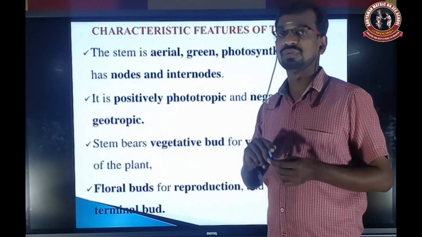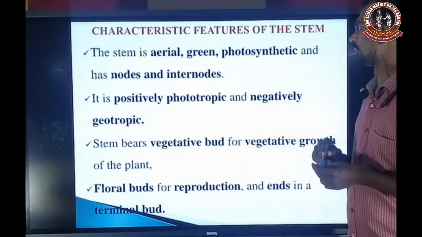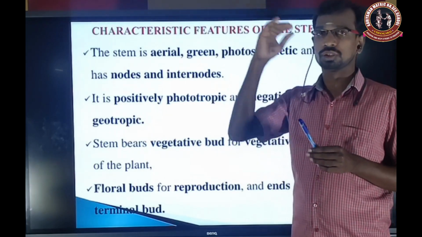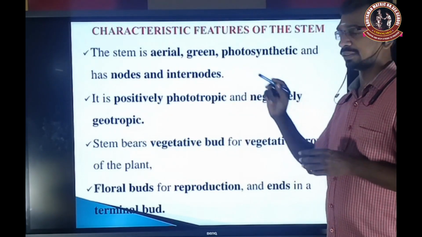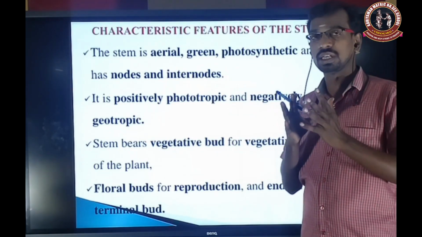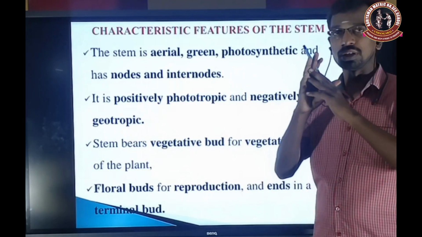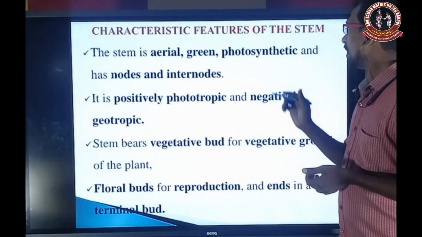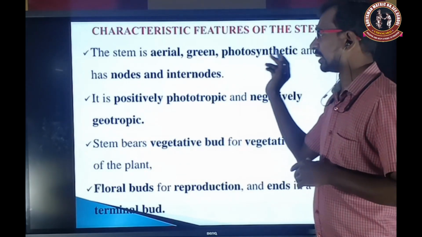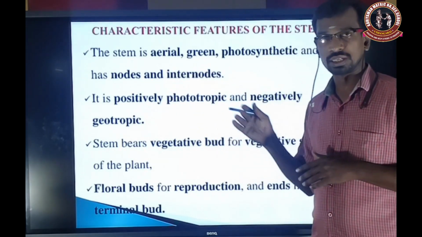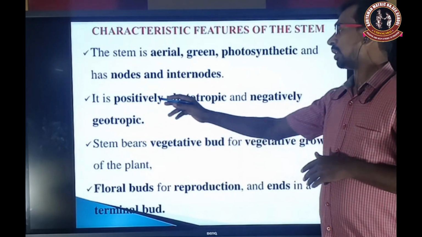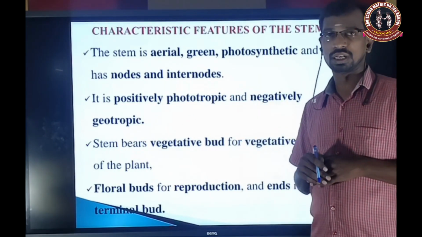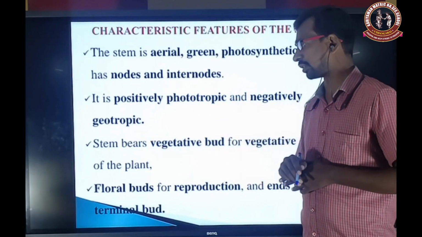Next, the characteristic features of the stem. The stem is aerial, that means it grows above the soil. It is green, mostly the young stem looks green, but the mature stem does not look green in color. It is photosynthetic, and it has nodes and internodes. It is positively phototropic and negatively geotropic, as I already told you.